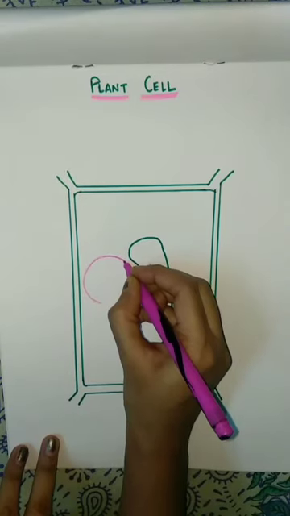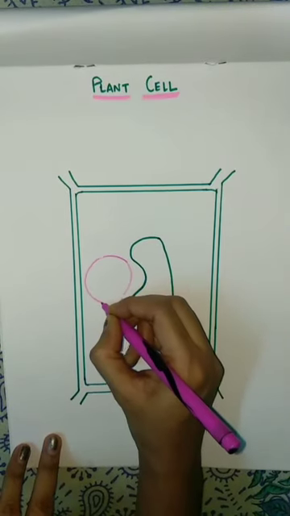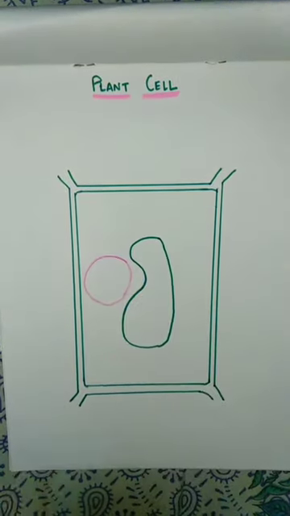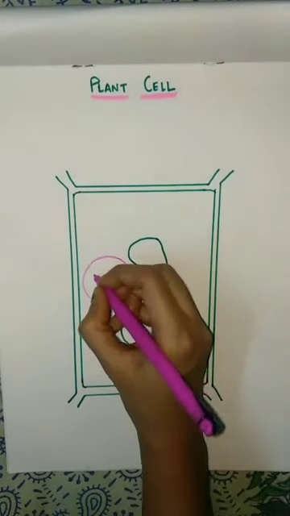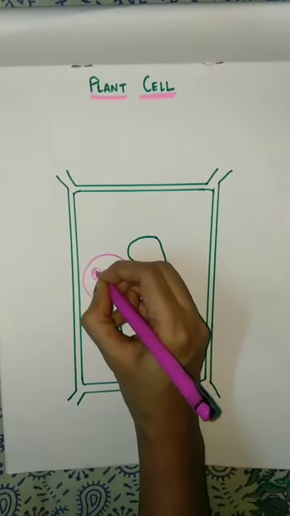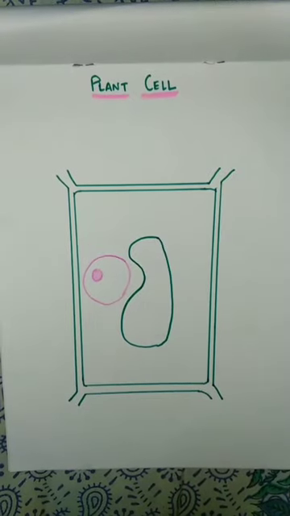Now in the groove of the vacuole, I'm going to make a circular nucleus like this, along with the nucleolus at one end. So this is the nucleolus.